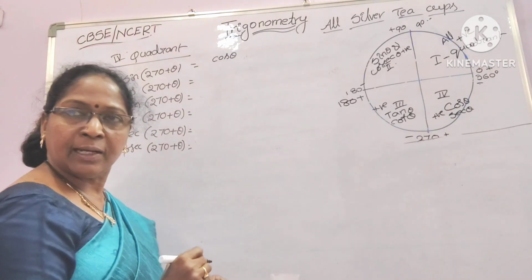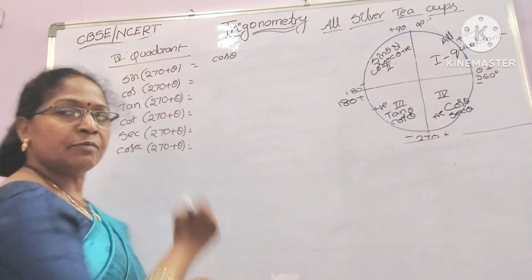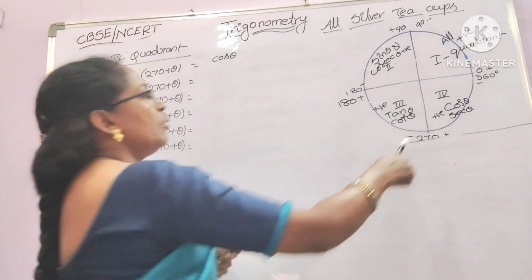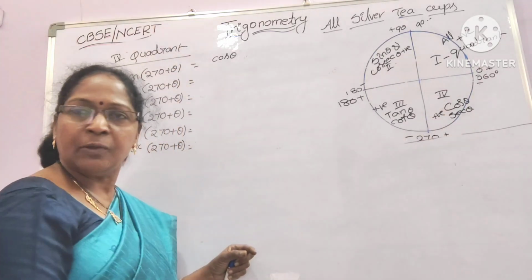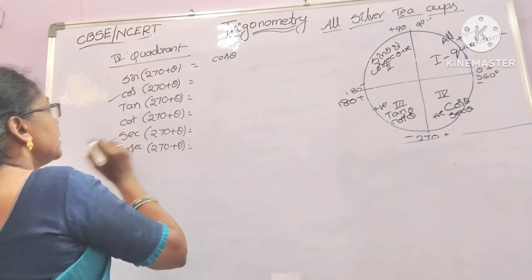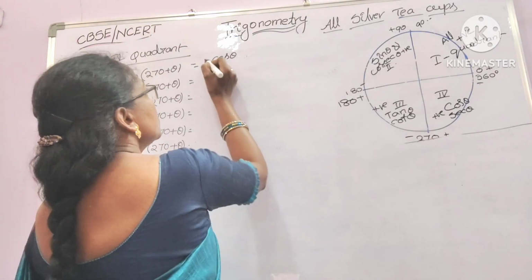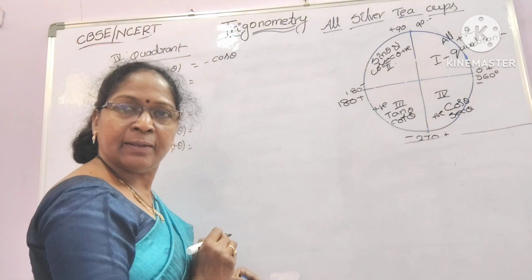So first you convert and write down: sin becomes cos theta. But this is under the fourth quadrant. In the fourth quadrant, only cos and secant are positive, remaining all are negative. That means only cos and secant are positive. So this is minus cos theta.